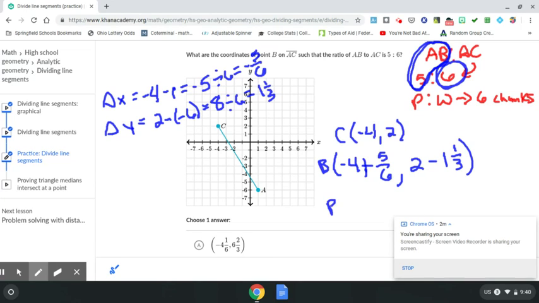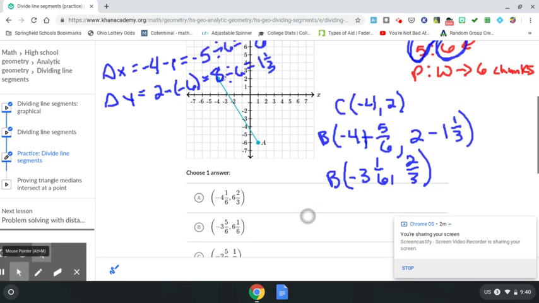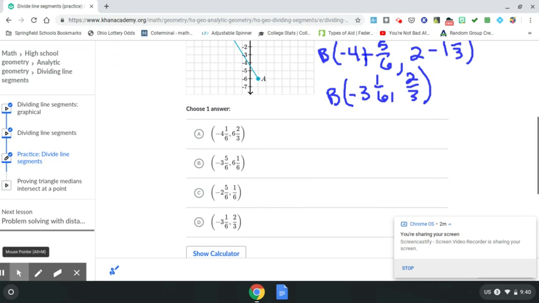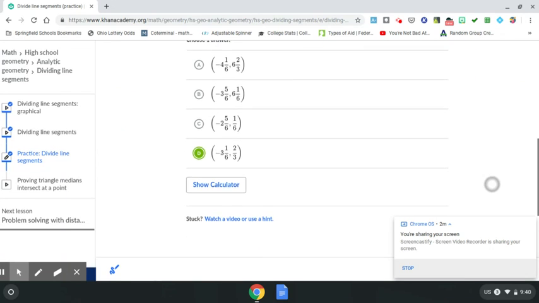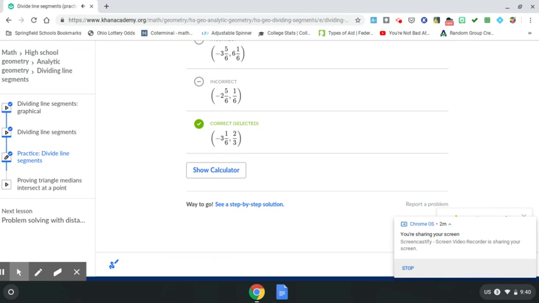So now I just do some simple math. -4 plus 5/6 is -3 1/6. And 2 minus 1 1/3. 2 minus 1 is 1. 1 minus 1/3 is 2/3. So my answer should be -3 1/6, 2/3. See if that's down here. -3 1/6, 2/3. Let's check it out. Got it.